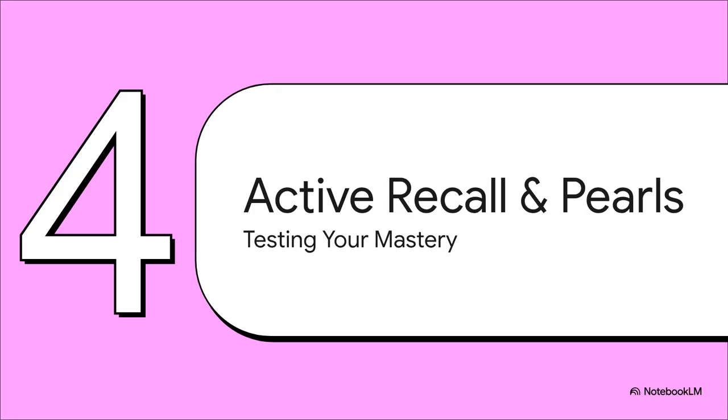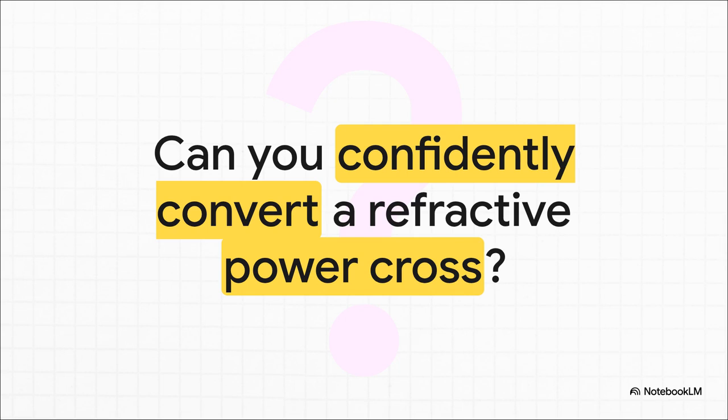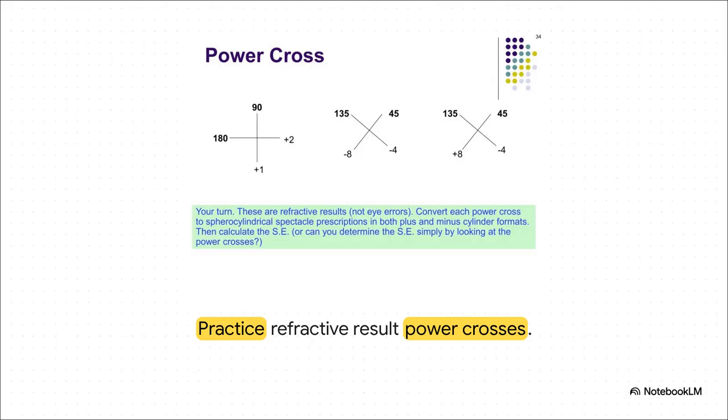Almost done! Let's hit section 4, active recall and pearls, where we test your new mastery. I want you to actively pause this explainer for just a moment. Think about those 4 steps we just did. Can you retrieve that algorithm from memory right now? Separate, make the sphere, subtract, combine. We are doing some retrieval practice right now. I'm going to show you some practice crosses, and I want you to actively test yourself before I give away the answers. All right, here they are.